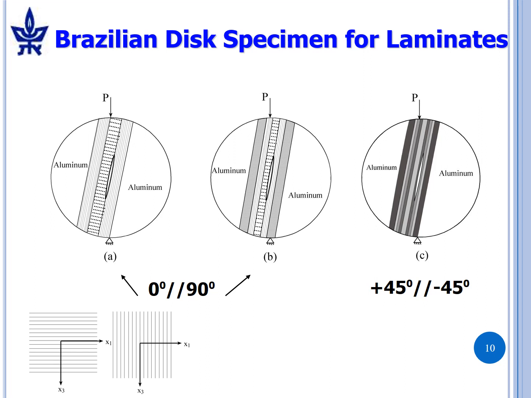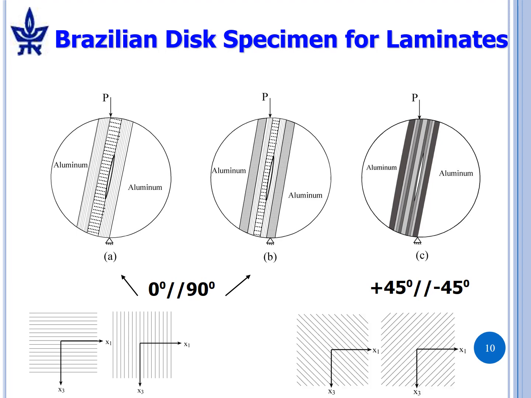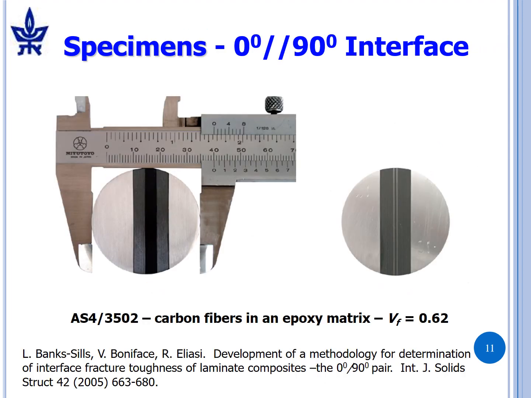We have plies in the 0-degree direction, the 90-degree direction, the plus 45 and minus 45 degree direction. The delamination is between those two. And so here we have fibers that make an angle of 45 degrees with the X1 axis, and the lower ply makes an angle of minus 45 degrees with respect to the X1 axis. And here's the specimen. You can see it, and you can see the partial discs, and that the diameter is 40 millimeters.